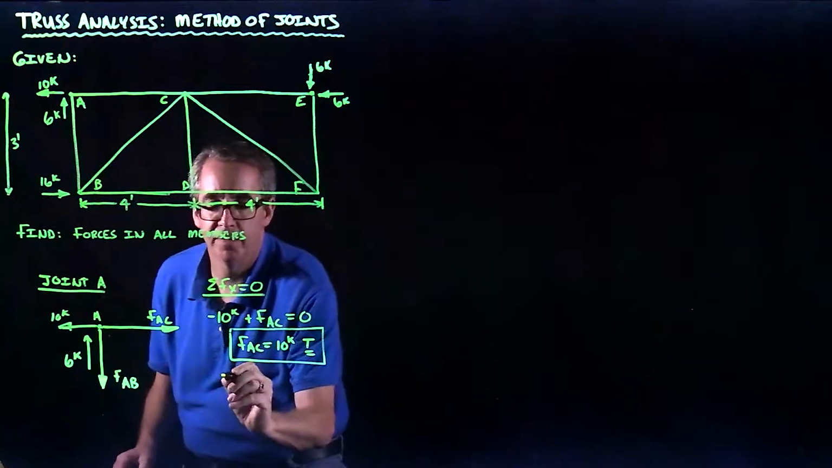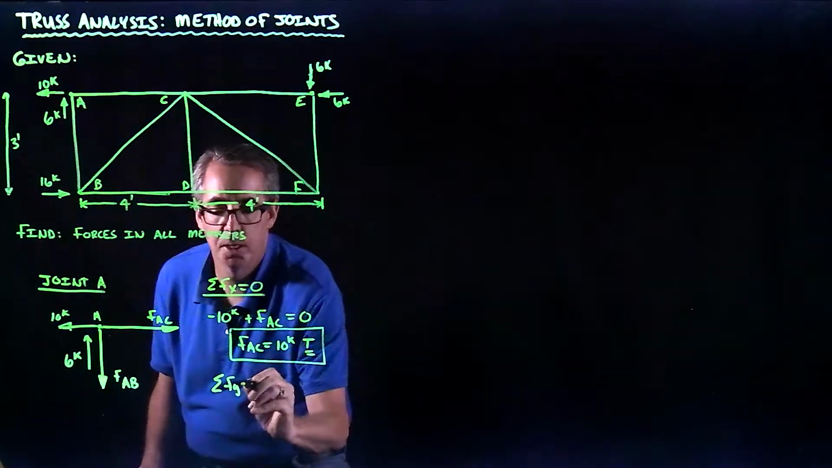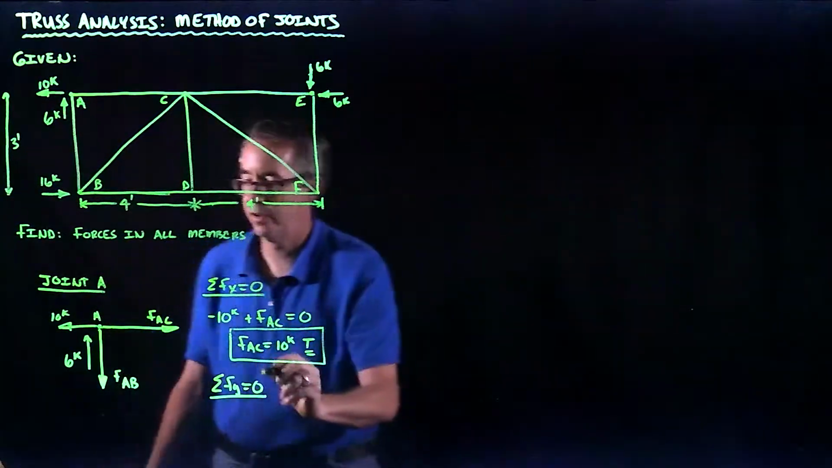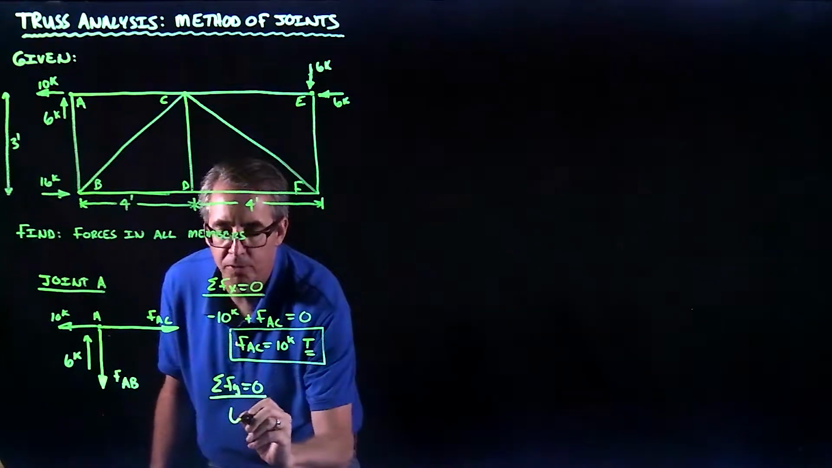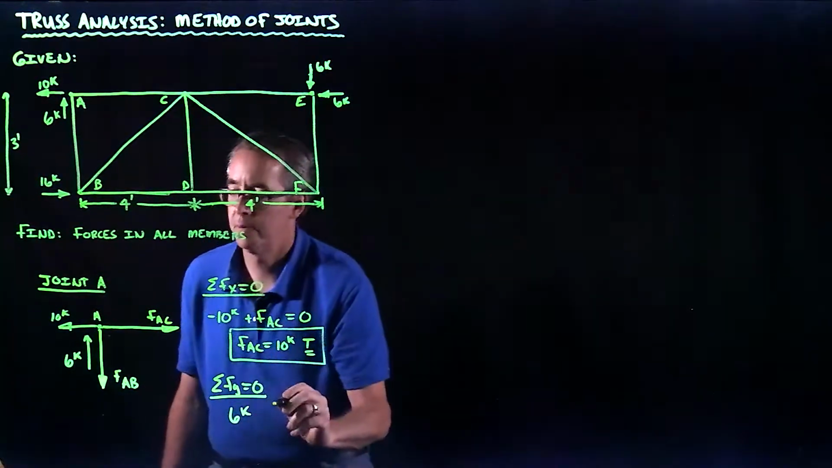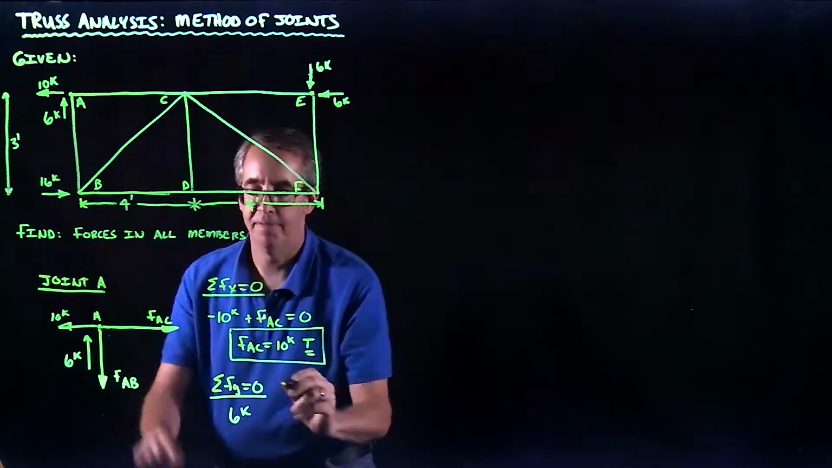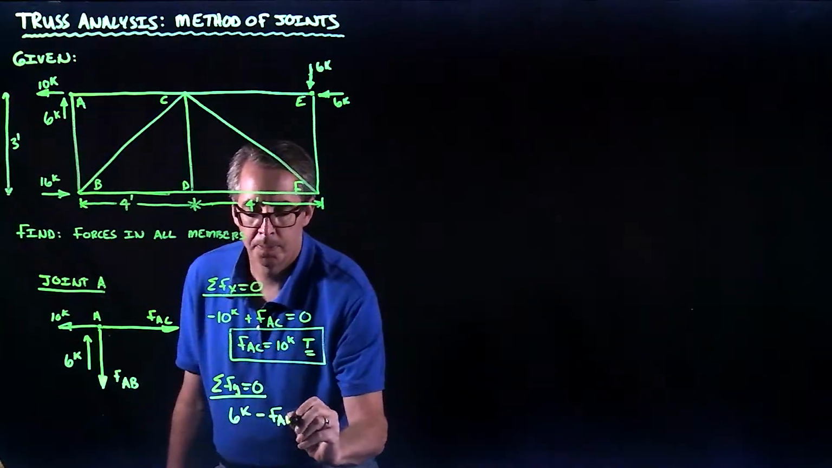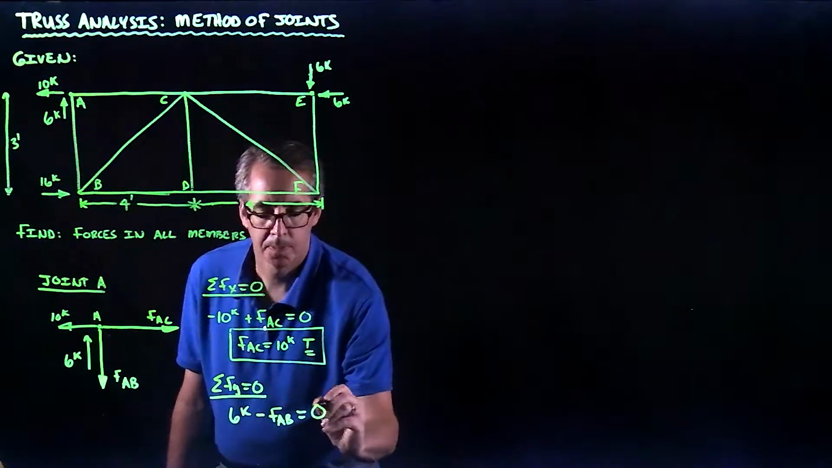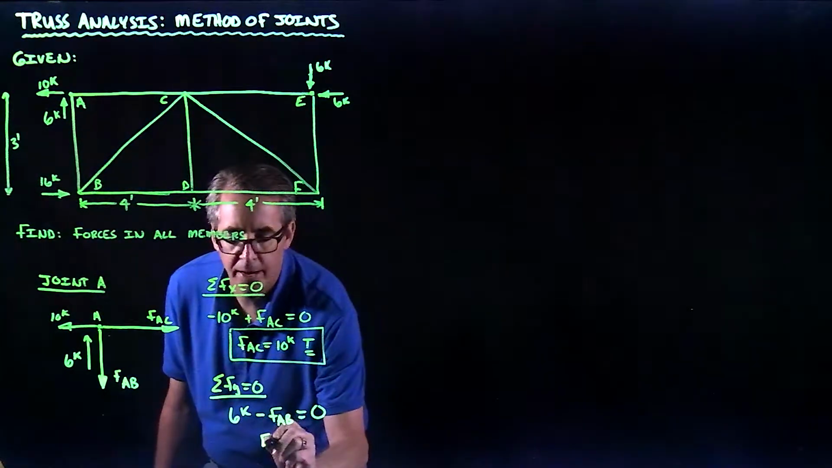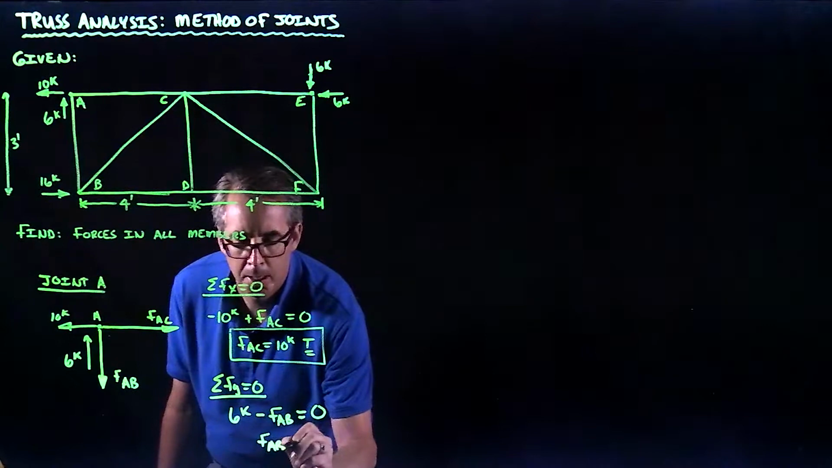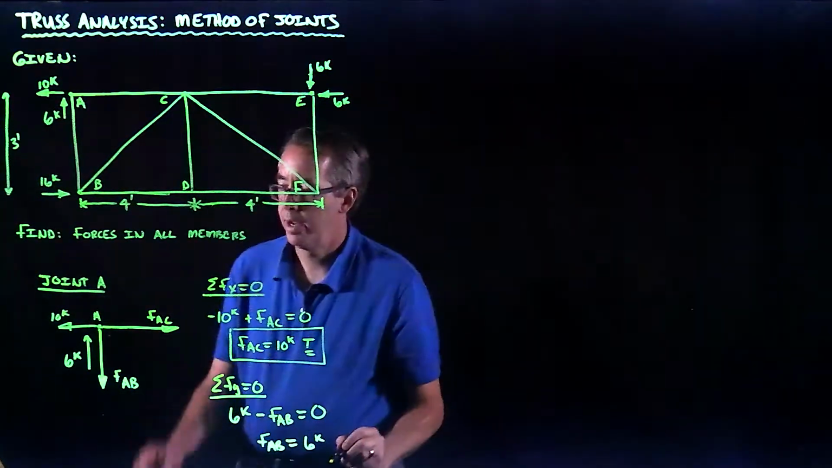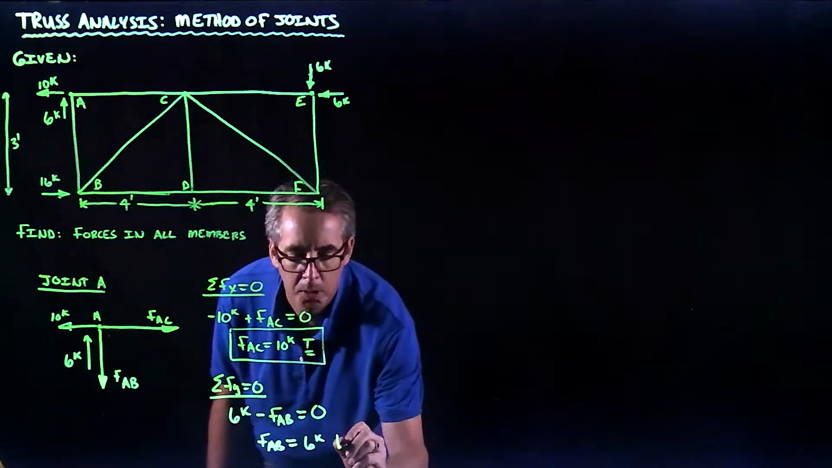I'm going to do the same thing in the vertical direction. So in the vertical direction, I've got 6 kips going up, which is positive. And then I have FAB going down. So when I solve for FAB, I get 6 kips, and this is also in tension.